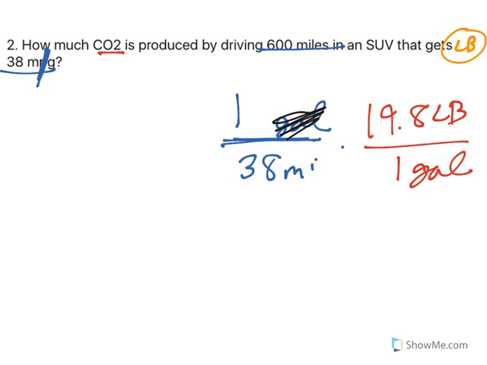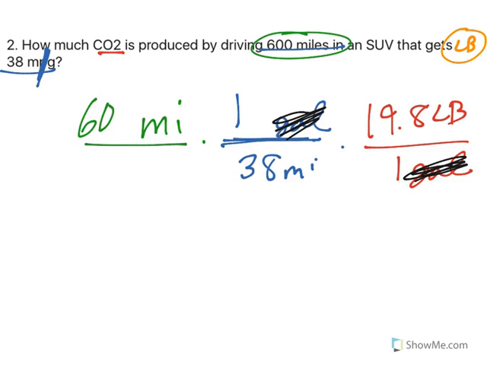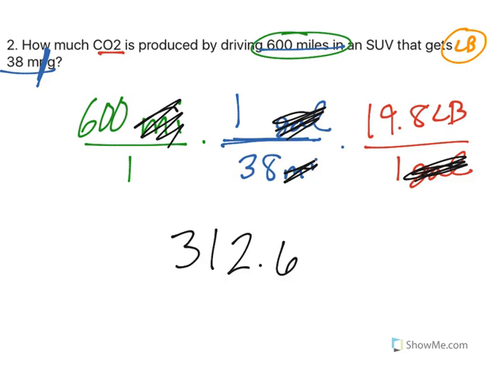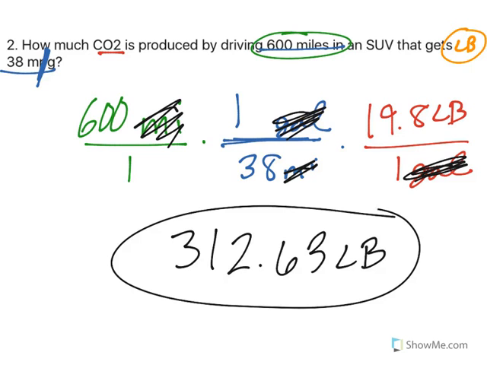That right there makes my gallons go away, but now you'll see I have miles on the denominator. So how do I get rid of miles? Well, 600 miles. So if I do 600 miles, 38 miles per gallon at 19.8 pounds per gallon, I will end up producing 312.63 pounds of CO2.